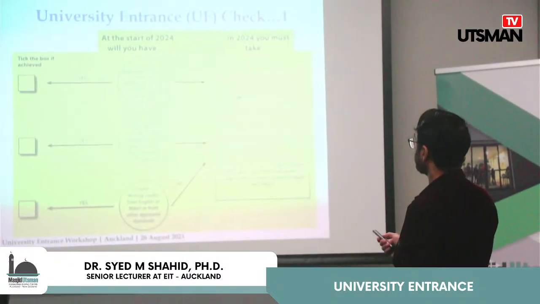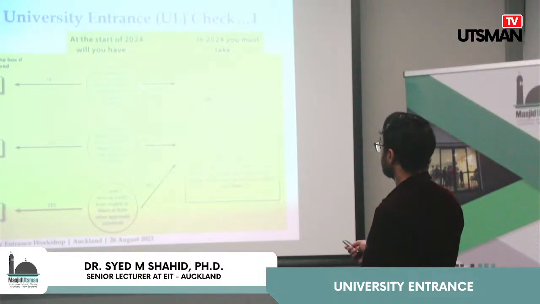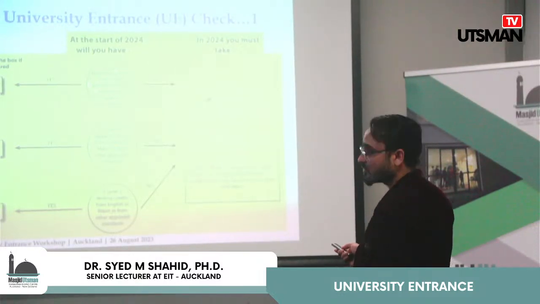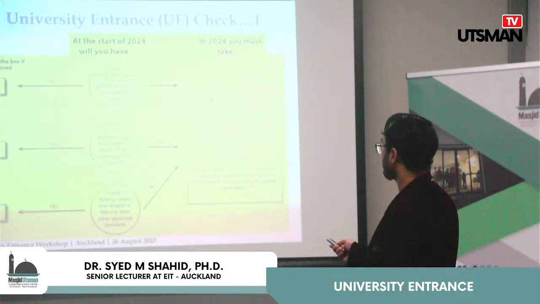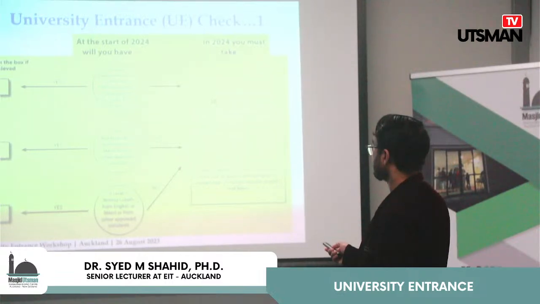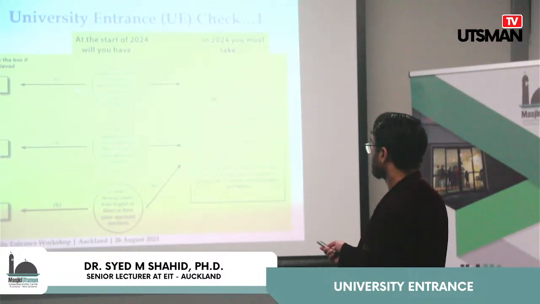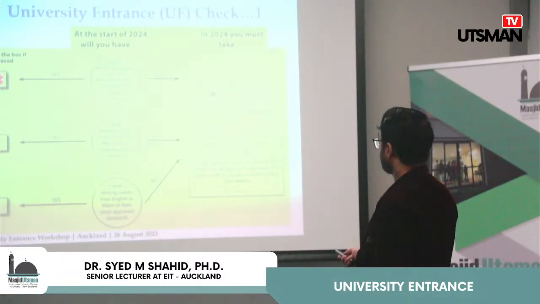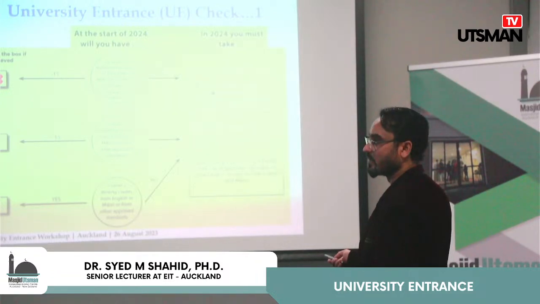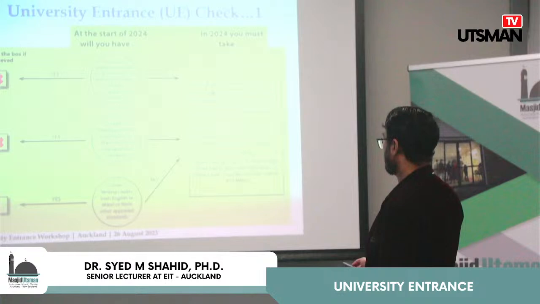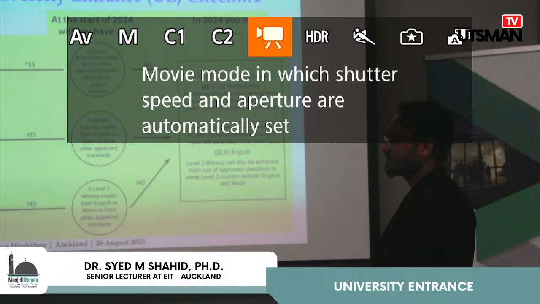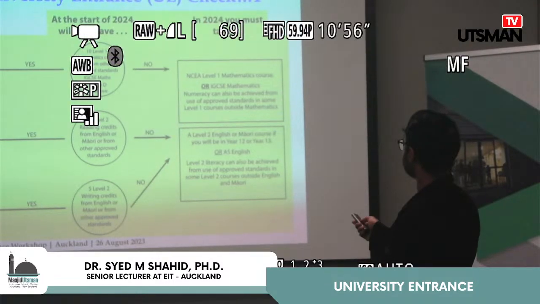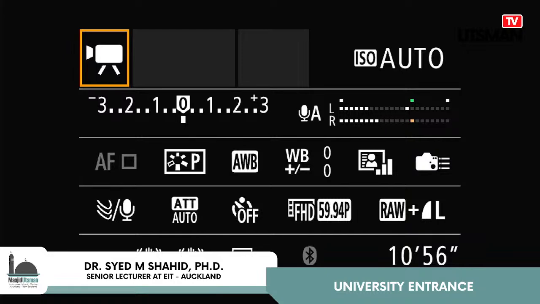At the start of 2024, check yourself or your children if they have achieved level 1 10 credits mathematics or IGCSE Maths grade D. Yes. Then check level 2 5 reading credits from English or Maori. Yes. Then check 5 credits level 2 writing credits from English or Maori. Yes. Fine. Or if it's coming from GCSE, you have to check the equivalent level accordingly.